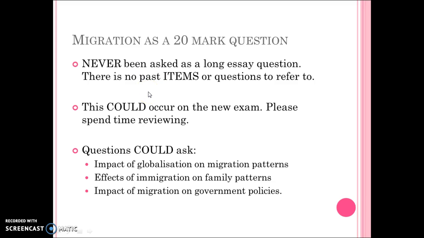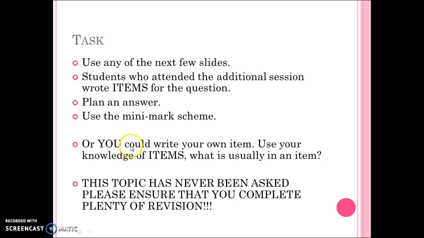They want you to know things about globalization and postmodern views. So they could ask it, so I would spend time reviewing it. Questions that they could ask: the impact of globalization on migration patterns, or the effect of immigration on family patterns, or the impact of migration on government policies. So we'll have a little bit of a look now.